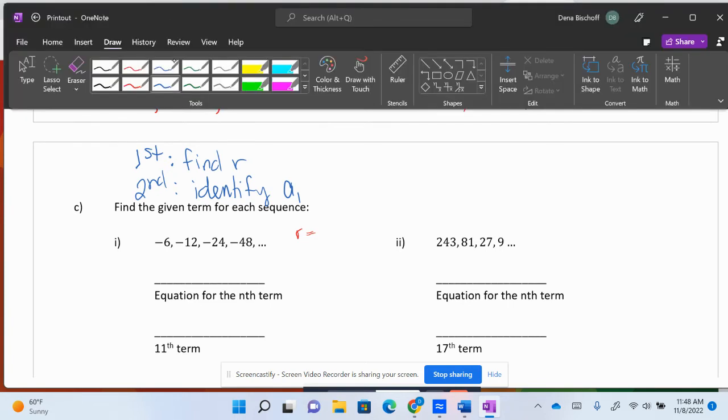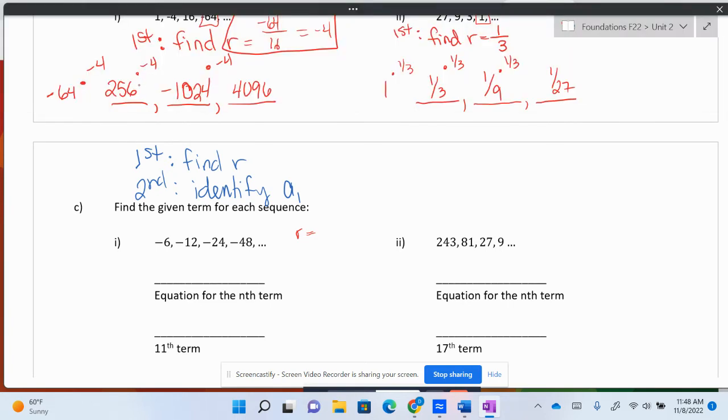R is 2. Does everybody agree with that? Yes. Well, I'm going to show my math because we're making a video. The last term divided by the term that comes before it is 2. Okay. What is A of 1 or A sub 1? It's -6. That means my first term is -6.